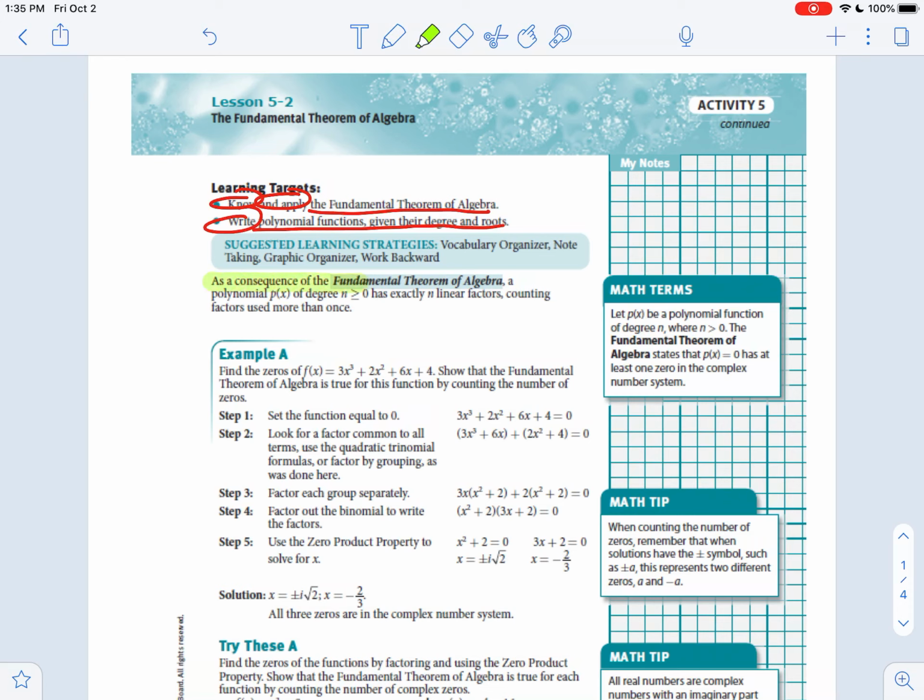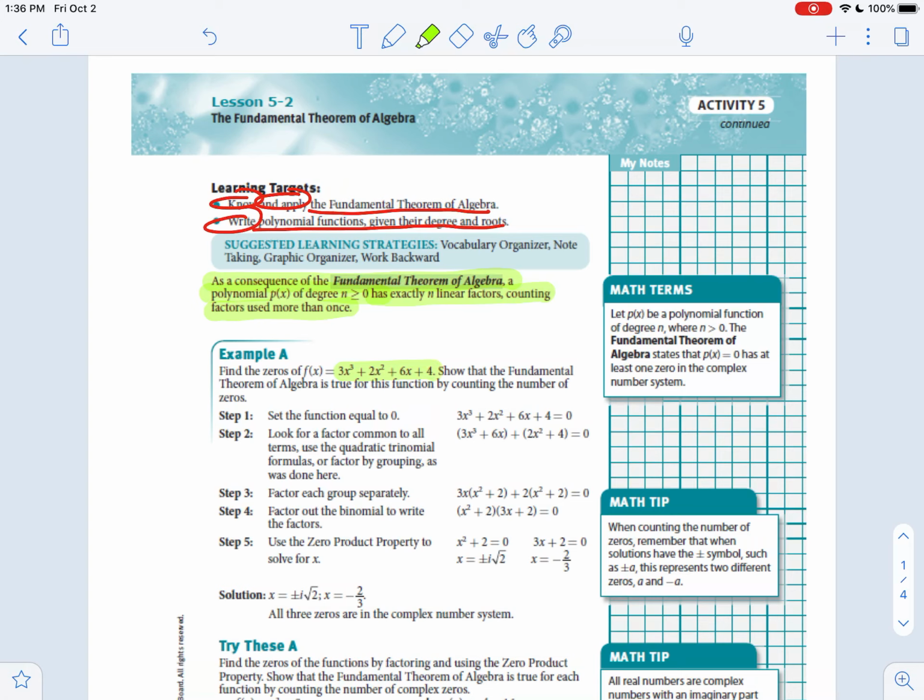As a consequence of the fundamental theorem of algebra, a polynomial p of x with degree n greater than or equal to 0 has exactly n linear factors, counting factors used more than once. So basically that means that if a polynomial is a cubic, like in example A, where we see 3x to the third, you're going to have three linear factors, and then of course three roots or zeros or x-intercepts if they're real.